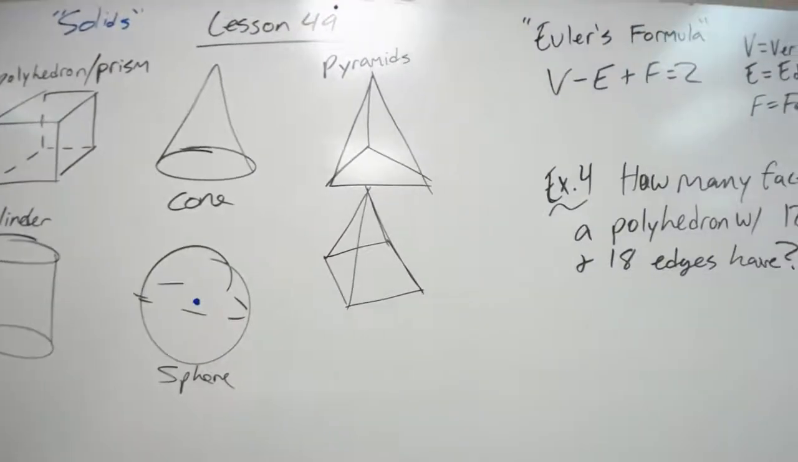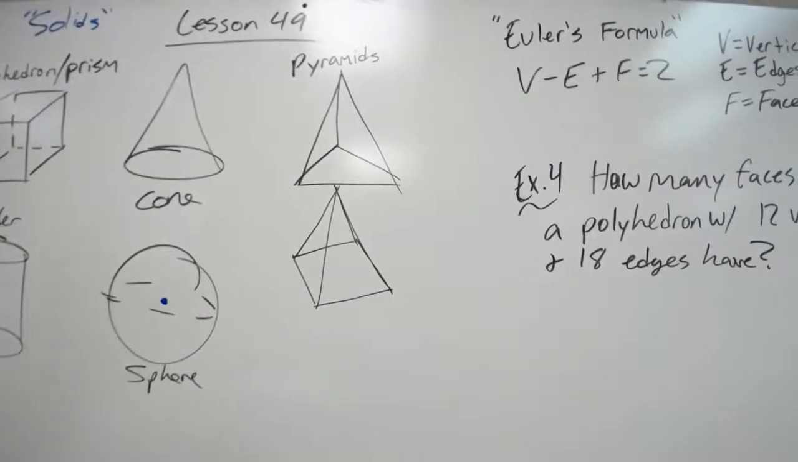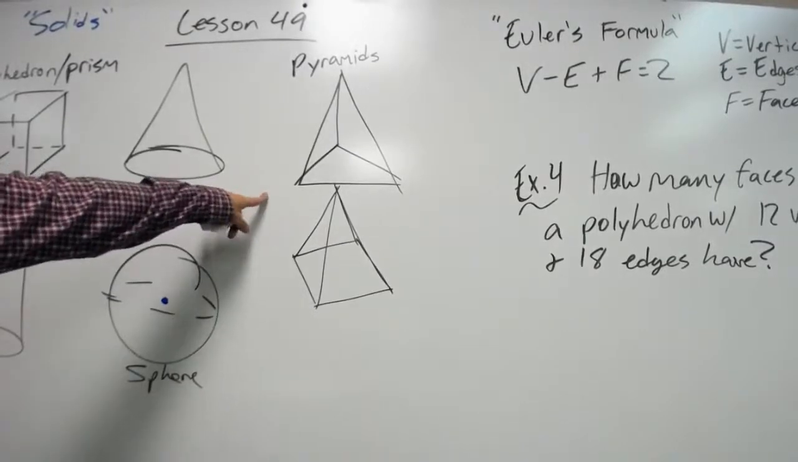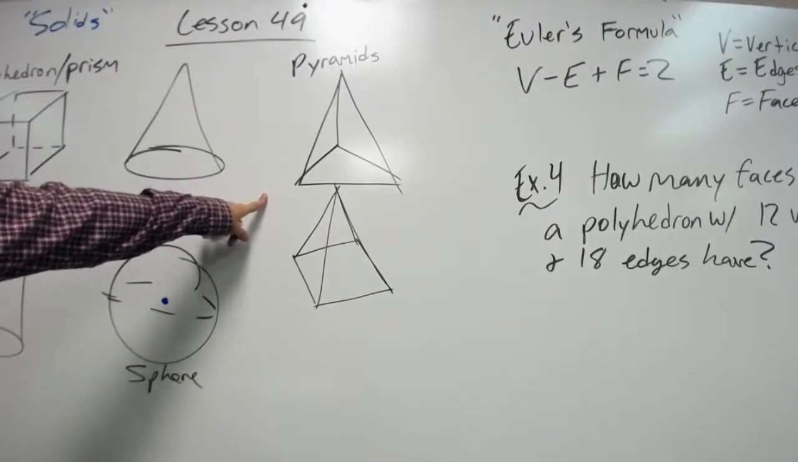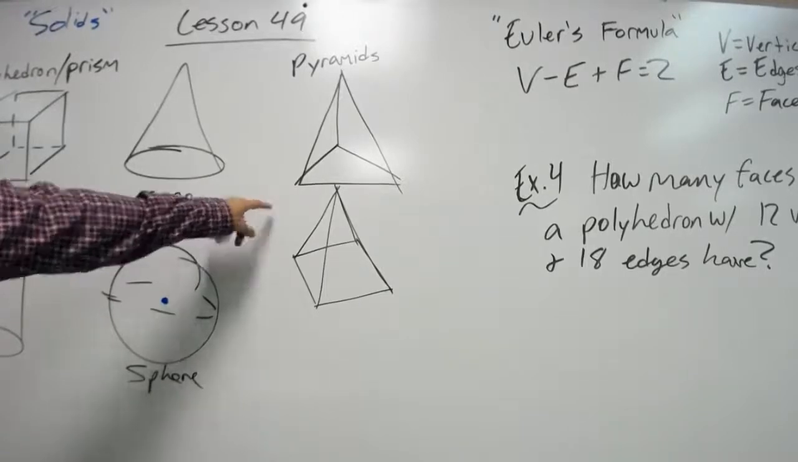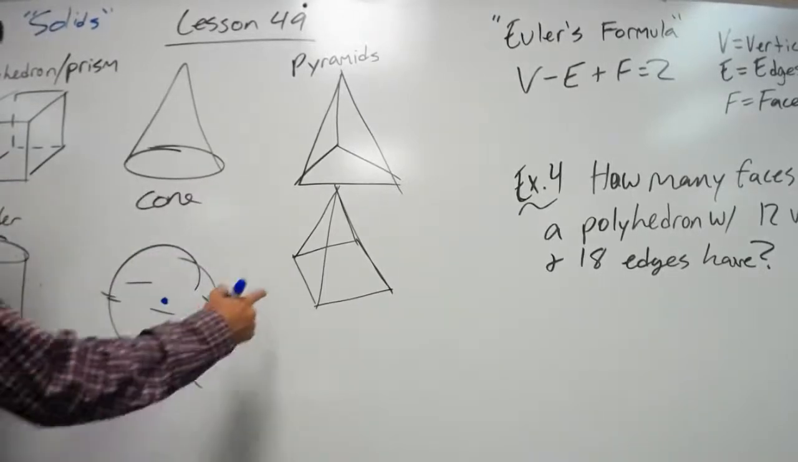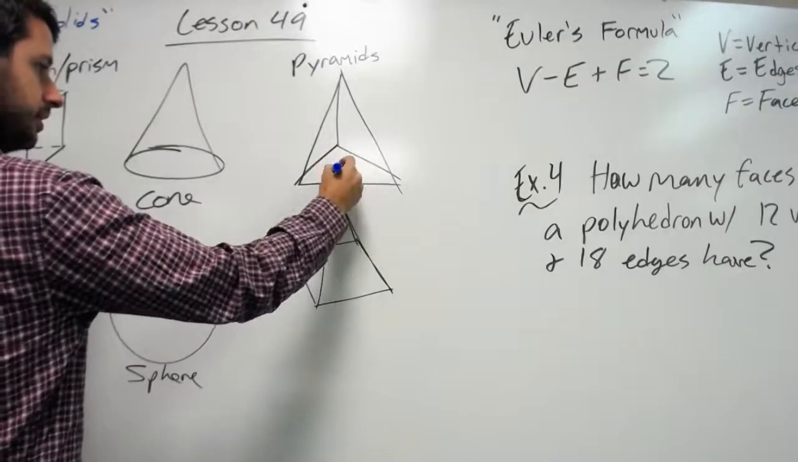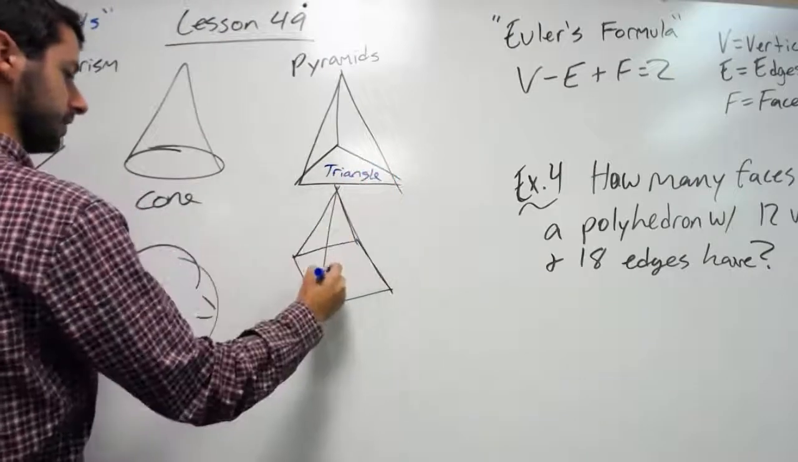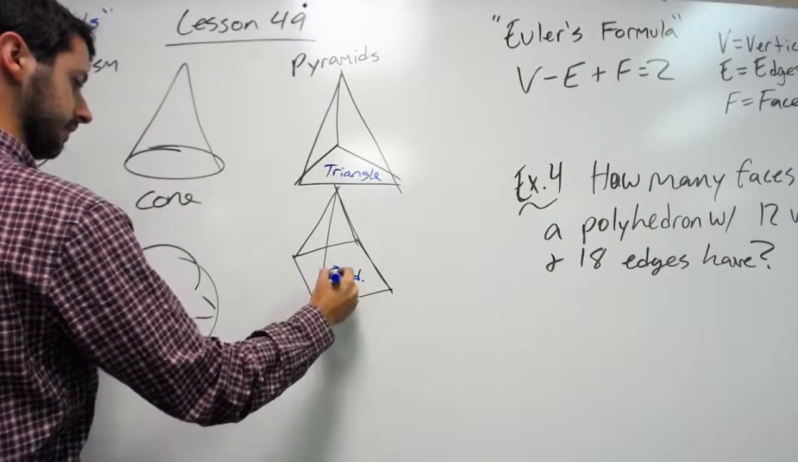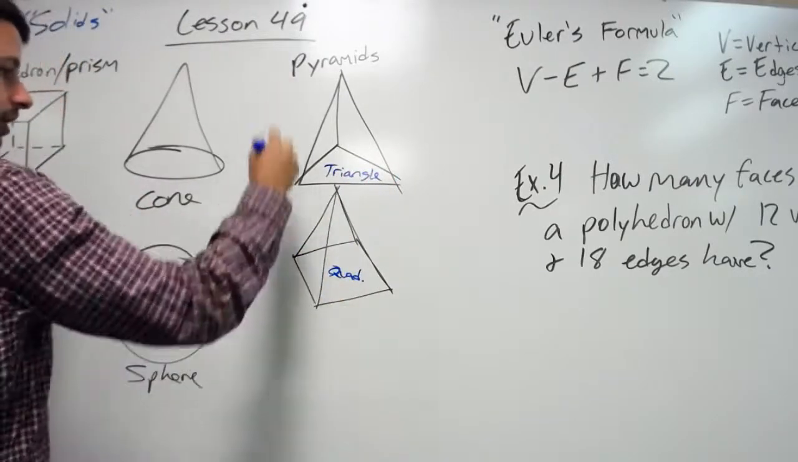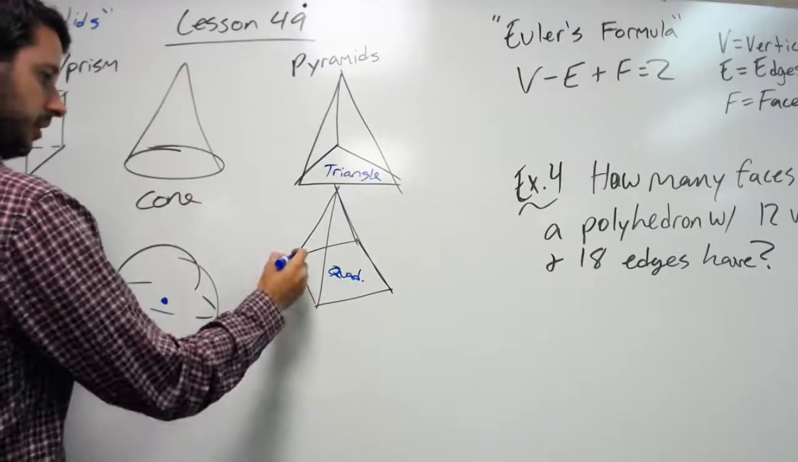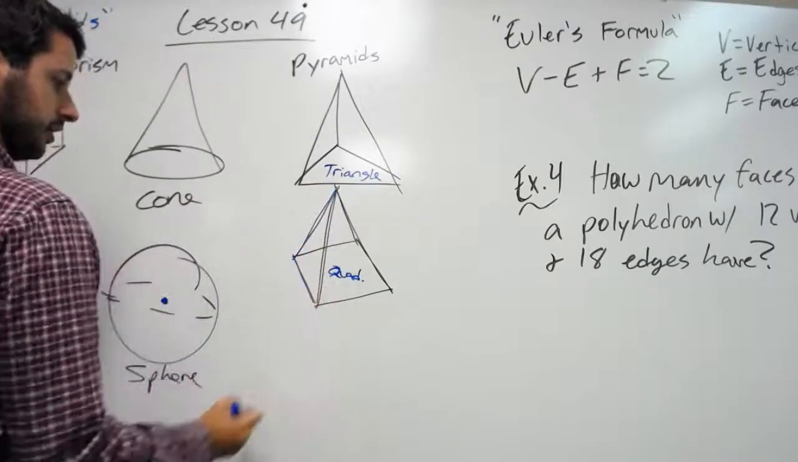And then the last solid we'll talk about is a pyramid. A pyramid is a polyhedron formed by a polygonal base and triangular lateral faces that meet at a common vertex. So no matter what your base is, here it's a triangle, three sides, and here we have a quadrilateral, four sides. But notice that regardless of what the base is, all the lateral surfaces are triangles.